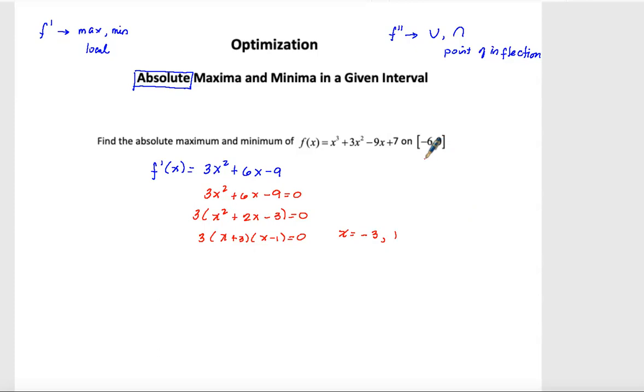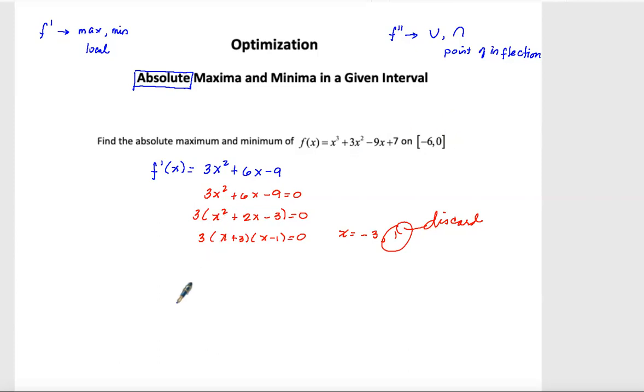Now, taking a look at the interval, your interval is from -6 to 0. So -3 is within the interval, but 1 is not. So that means we can discard 1, because that is not within the interval. Now, if we're finding the local or relative maximum or minimum, then you can just say -3 could be the relative maximum or minimum. But here, we want to find the absolute. So in other words, when you find the absolute, you have to test including the endpoints.